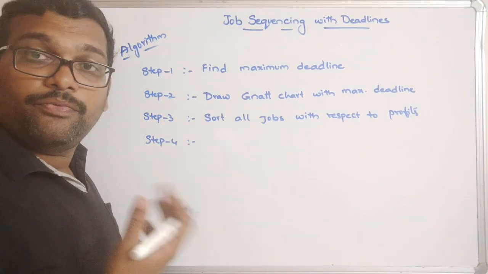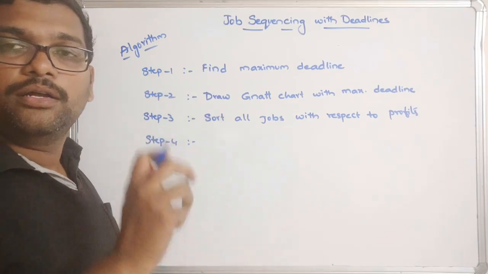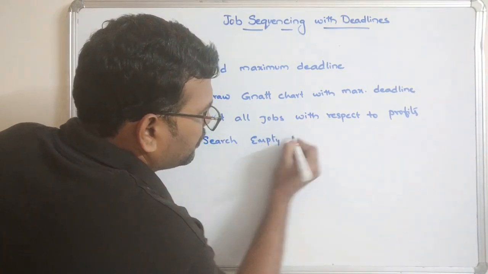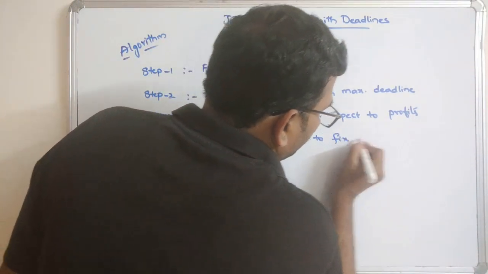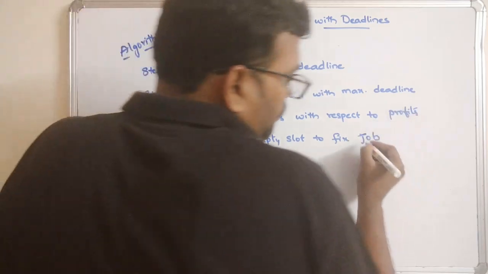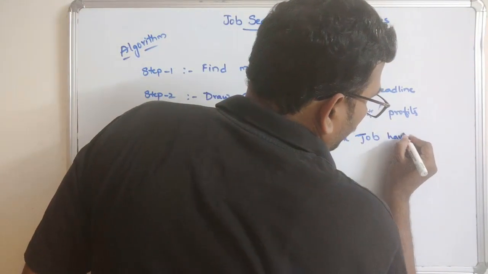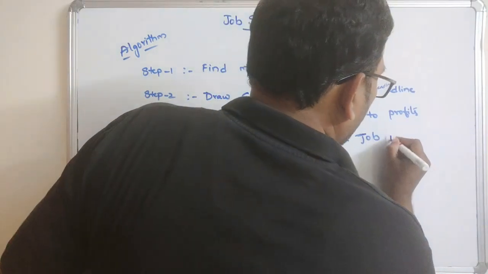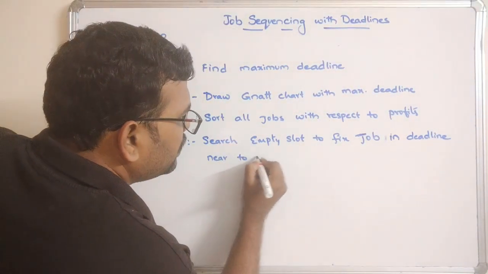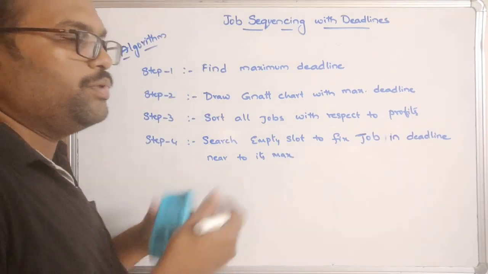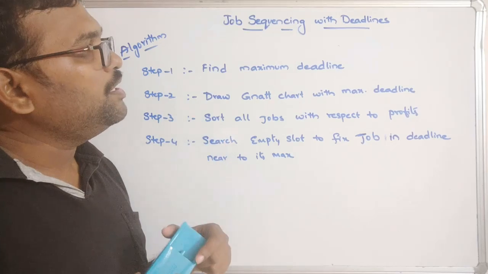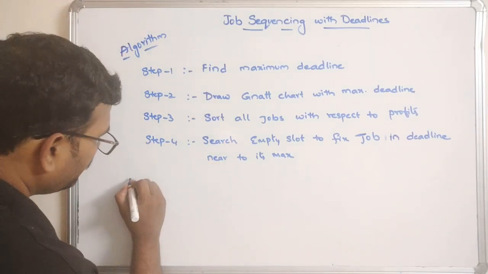Step 4: what we have to do? We have to find the appropriate slot to fix the job. Search for an empty slot to fix the job, in a deadline near to its maximum. So this is the process we are going to follow for solving the job sequencing with deadlines.